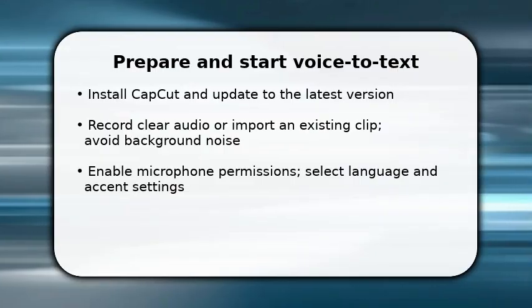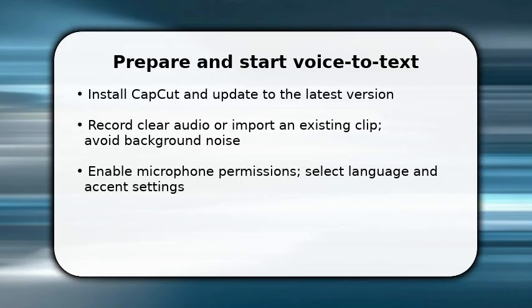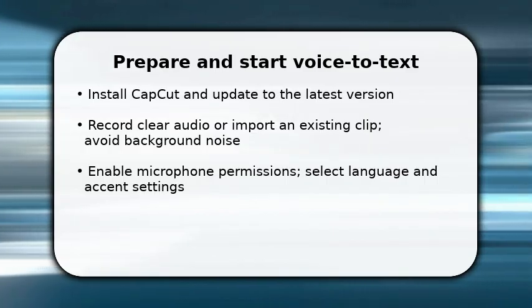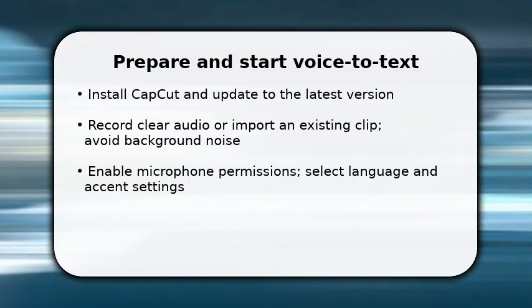You'll begin by opening CapCut and loading the clip you want transcribed. Make sure microphone permission is allowed or import a clean audio file. Once done, tap the audio or text tool to access voice-to-text. Choose the correct language and accent so the model matches your speech. Speak steadily or trim silence before converting, because cleaner audio yields better accuracy.